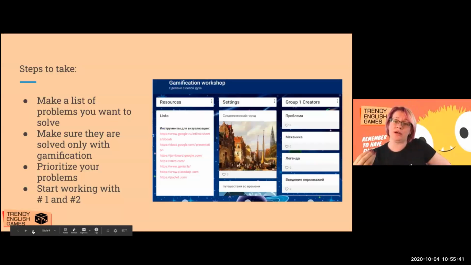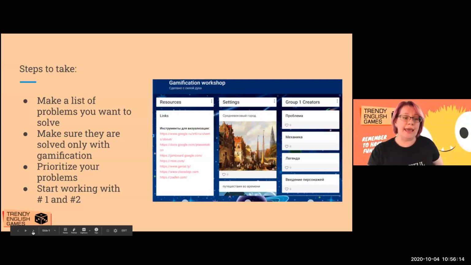and you start thinking about game mechanics. For example, you want your students to use English only in your lessons. Okay, so how are you going to reward your students for speaking English? You don't punish your students, you think about some kind of reward. So how can you reward your students if they speak English only? Or you want your students to do their homework more often. Okay, what can you do to reward them for coming with their homework done?